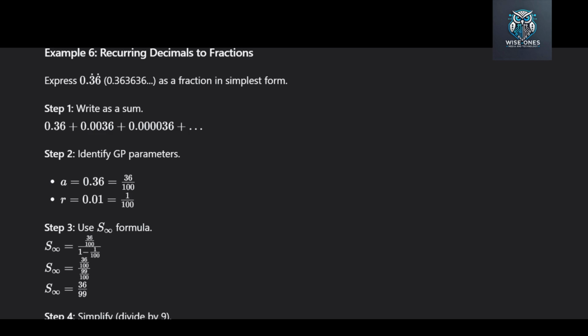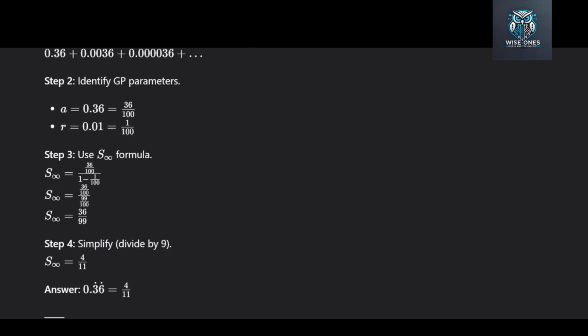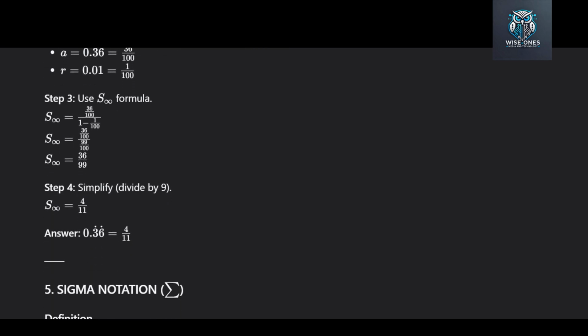Step 3, use S sub infinity formula. S sub infinity equals a divided by open bracket 1 minus r close bracket. Substitute the values. S sub infinity equals open bracket 36 over 100 close bracket divided by open bracket 1 minus 1 over 100 close bracket. 1 minus 1 over 100 is 99 over 100. So we have open bracket 36 over 100 close bracket divided by open bracket 99 over 100 close bracket. The 100s cancel out, so we are left with 36 over 99.